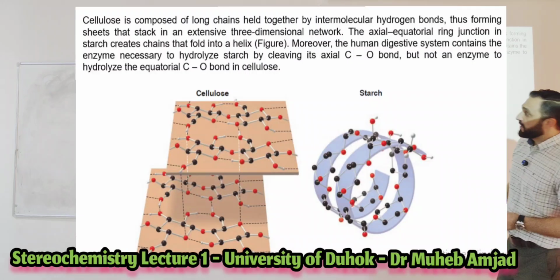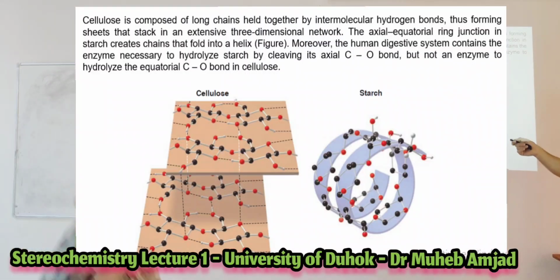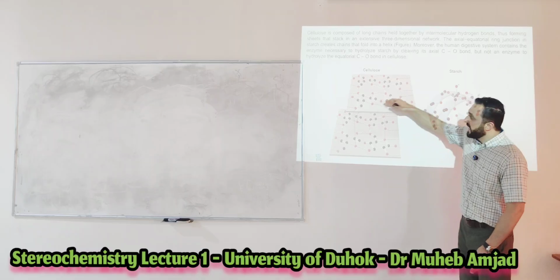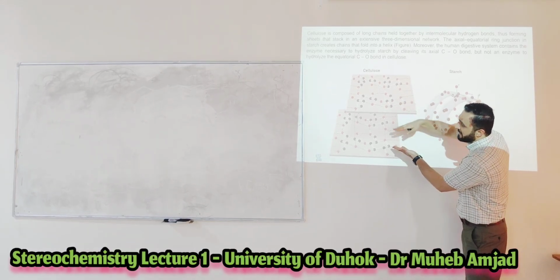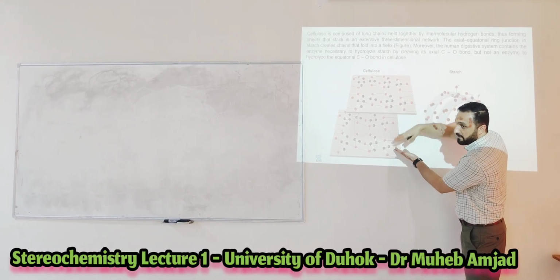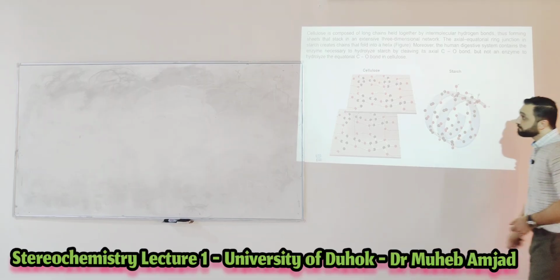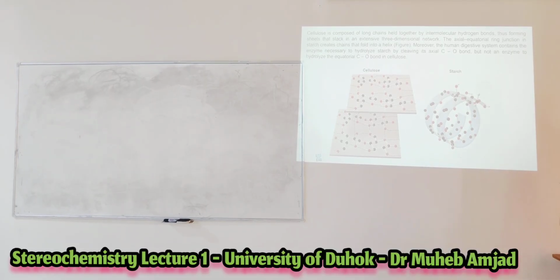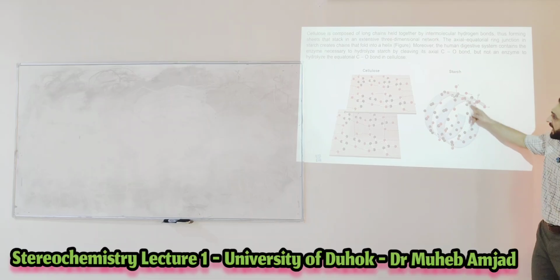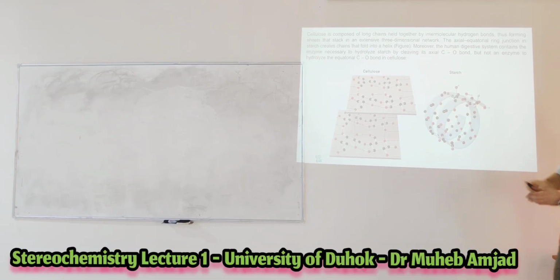Of course, the glucose units in the cellulose are bonded to each other with hydrogen bonds, and one plate with another, many plates of the cellulose, will give you a very rigid figure that can be used for the plant. If you look at the starch, there is no hydrogen bond, and it will be in a helix figure.